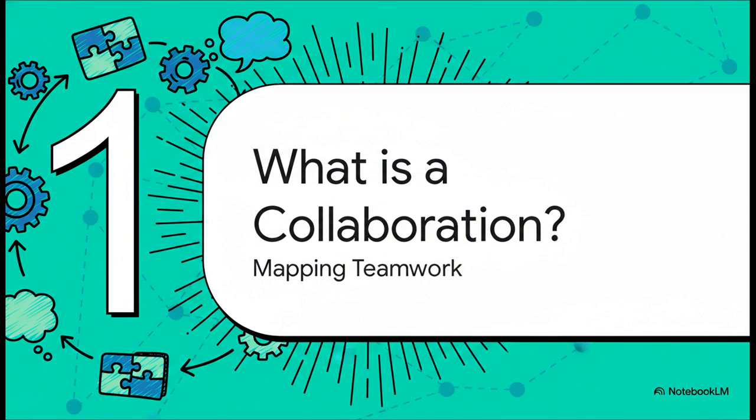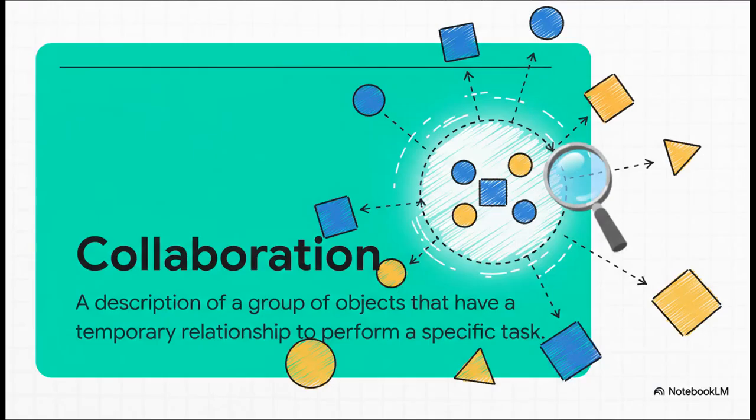Now, I know that sounds a little technical, but the idea behind it is actually incredibly simple and natural. The key thing to understand is that a collaboration is really just a snapshot in time. It's showing us a specific group of objects or parts that have teamed up for one single purpose. As soon as that job is done, that team might just dissolve. It's all about temporary teamwork.